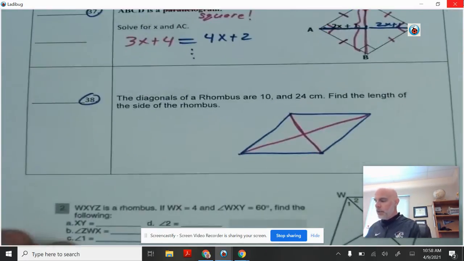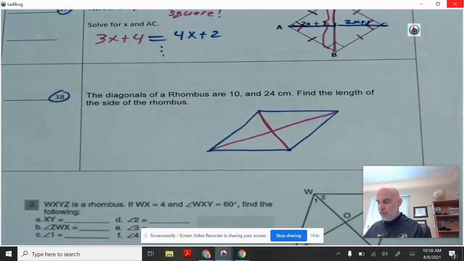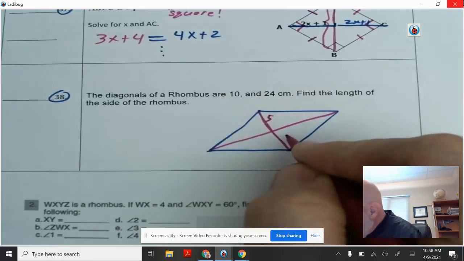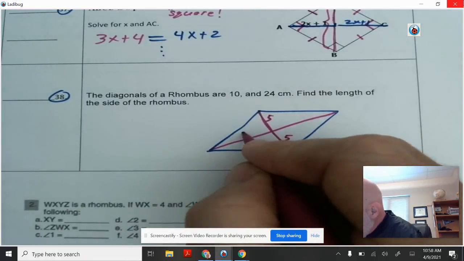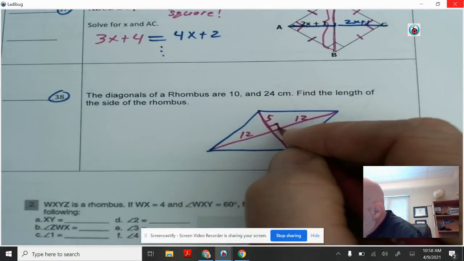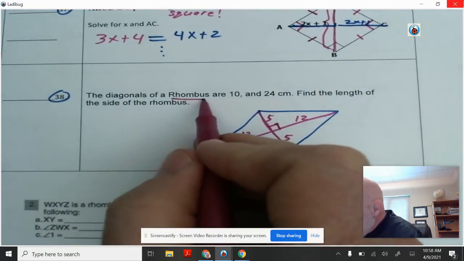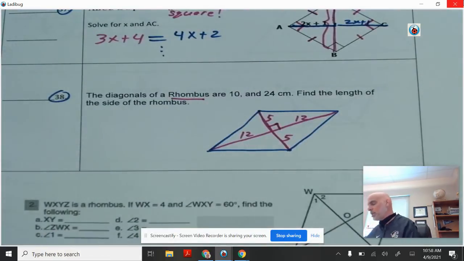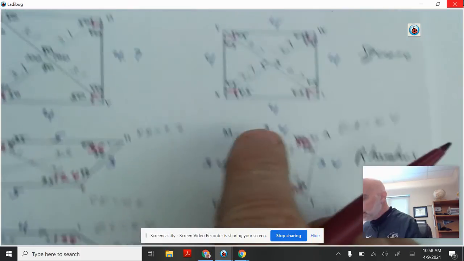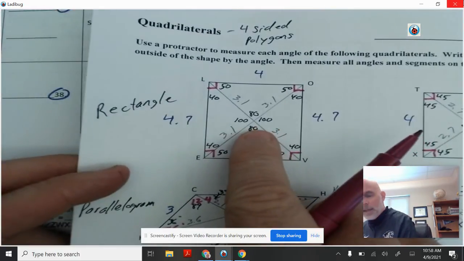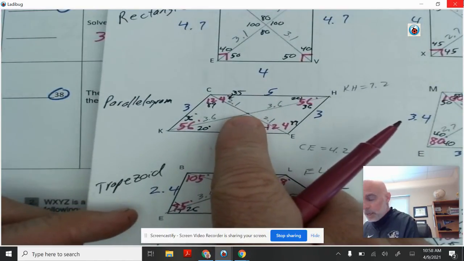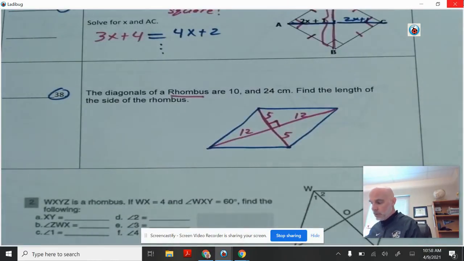Okay, another one. The diagonals of a rhombus are 10 and 24. Well, according to what I learned, I know that the 10 would be cut in half to 5 and 5, and the 24 would be cut in half to 12 and 12. I also know that they meet at 90 because this is a rhombus. All right, go back to our measurements. Look, right there on a rhombus, we measured it and they met at 90. The rectangle did not meet at 90. And the parallelogram obviously did not meet at 90. All right, so that's important to remember.